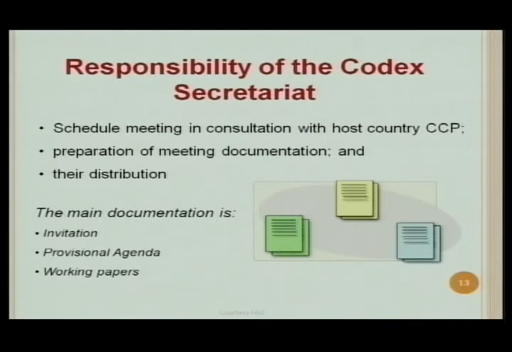But before that, the responsibility of the Codex Secretariat, apart from scheduling the meetings in consultation with the host country, preparing the documentation and distribution and preparing the report, they are also supposed to send out the invitations for the meetings. They are supposed to prepare the provisional agenda in consultation with the host country and circulate it. And they also prepare the working papers, the agenda papers for the Codex meeting.